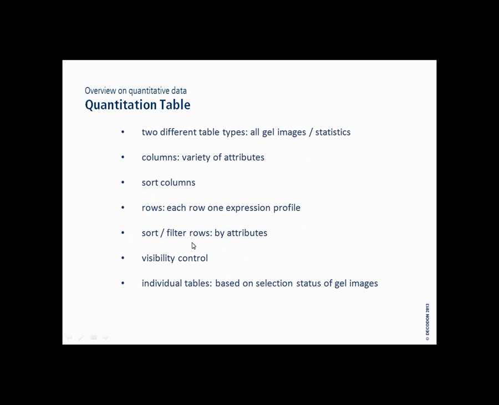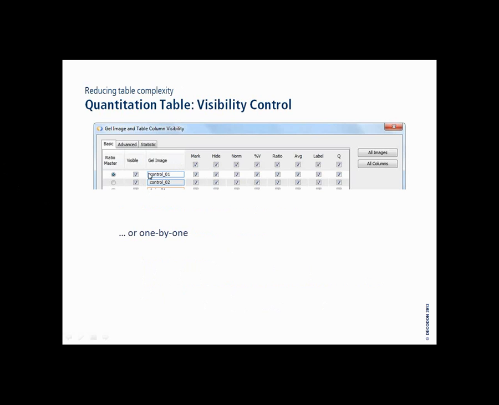There's a visibility control so that you do not always see all these different attributes. You can change the visibility so that you just see what you want to see. And you also can create individual tables so that you do not get a certain big table for all the images or for all groups, but you can customize what you want to see. The visibility control is done by a certain dialog, or you can do this one by one in a certain table view itself.